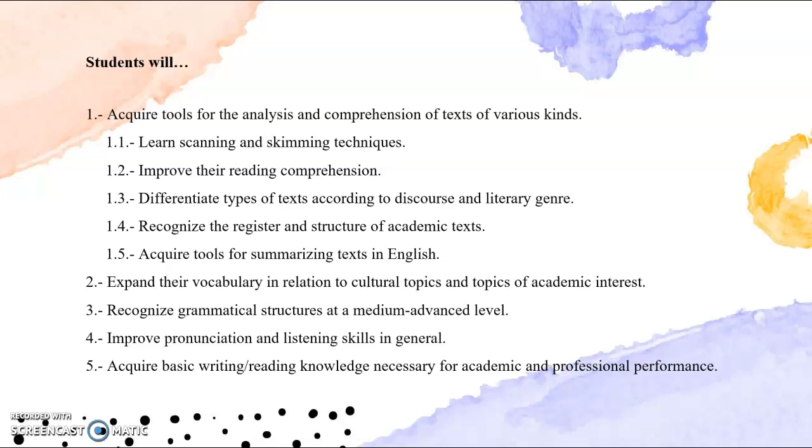The objectives of the course will be: 1. Acquire tools for the analysis and comprehension of texts of various kinds. They will learn scanning and skimming techniques, improve their reading comprehension, differentiate types of text according to discourse and literary genre, recognize the register and structure of academic texts, and acquire tools for summarizing text in English.